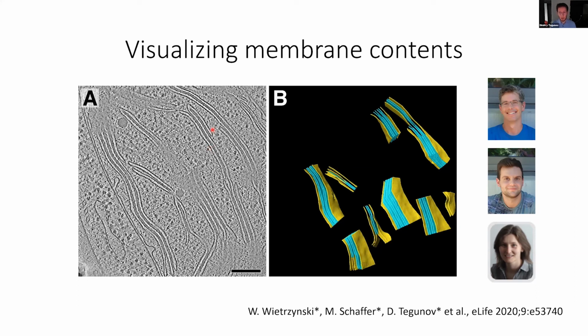And my former colleague, Ben Engel, and his team, they had these very nice data of thylakoid membranes that are, as you know, involved in photosynthesis. And to be able to do photosynthesis, proteins need to be organized in some very intricate ways inside those membranes. So I really wanted to know how exactly those proteins are organized there.